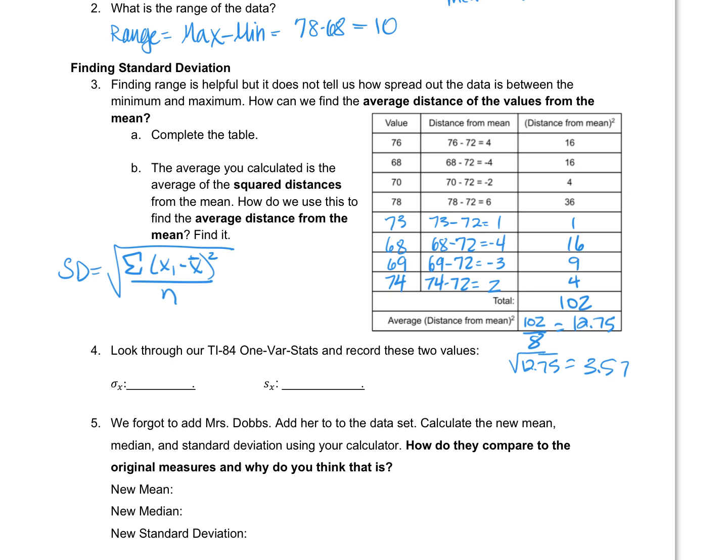Which value did we just calculate on our tape? Sigma, right? You with me? Okay, so what we just found was this one, 3.57. So back on your paper over here, we found that one. Now, write down what your calculator says for the S sub x. It's 3.81.